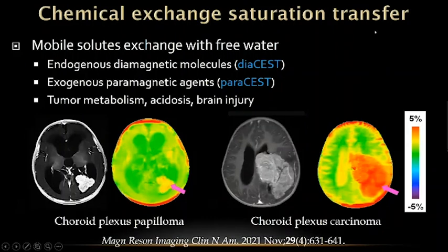So this is an MRI technique that has emerged in terms of non-invasive and non-radiation alternative to PET, and can look at aspects such as tumor metabolism, pH, and brain injury. So being able to compare, for example, the concentration of proteins within a low-grade versus a high-grade tumor.